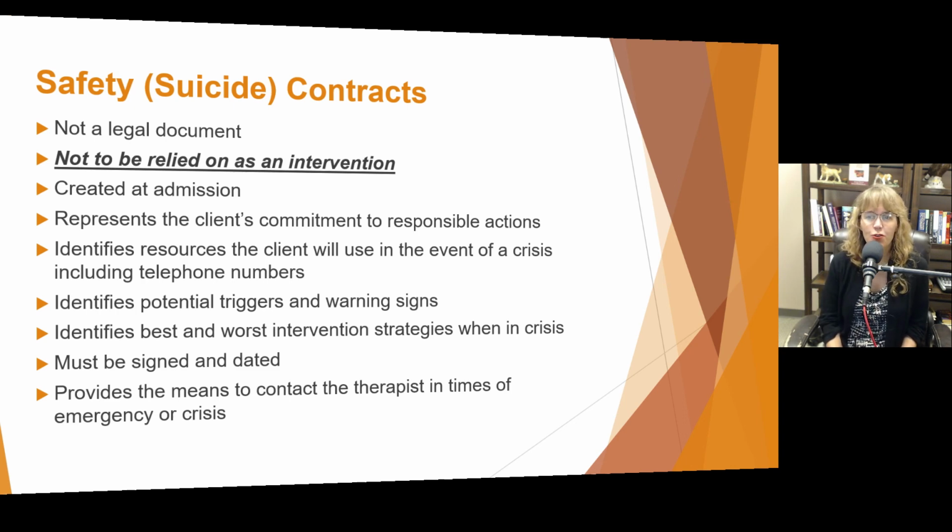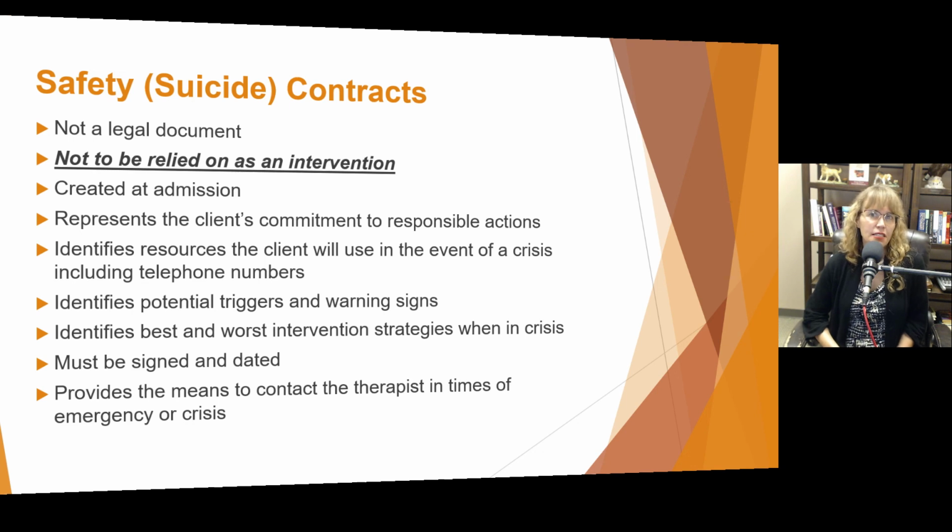It identifies resources the client will use in the event of a crisis, including telephone numbers of emergency contacts, 911. Identifies potential triggers and warning signs for crisis. So we're encouraging the client to think about things ahead of time. Identifies best and worst intervention strategies when in crisis. That way, people who are attending to the person know what is most helpful and what is least helpful. It must be signed and dated. And it also provides a means to contact the therapist or an emergency contact in times of crisis.